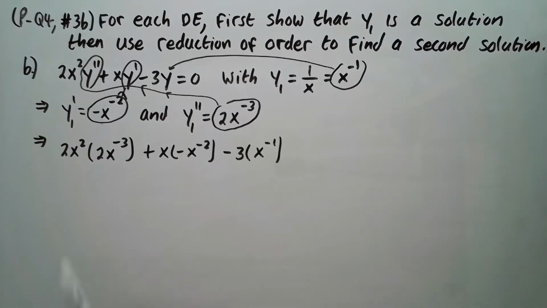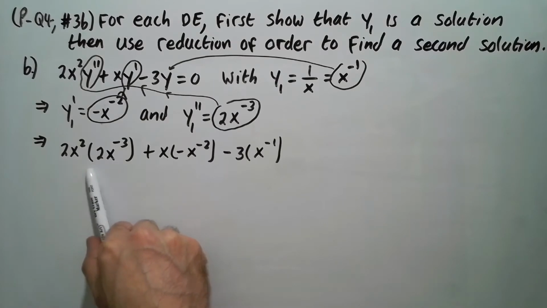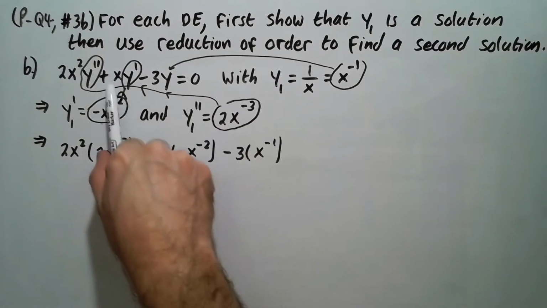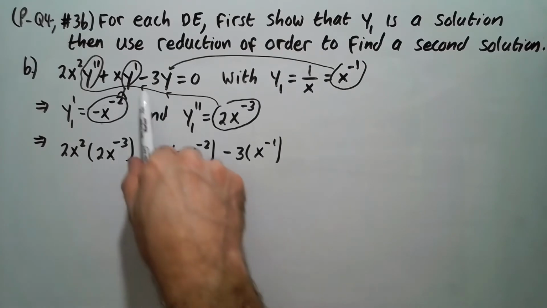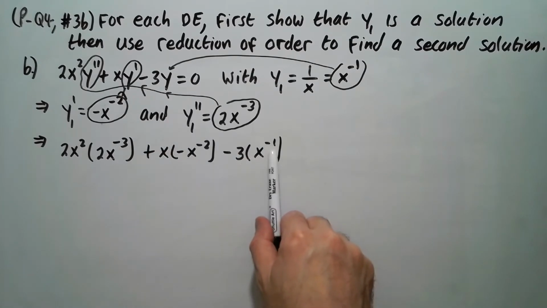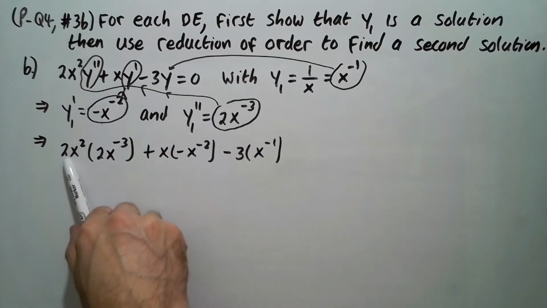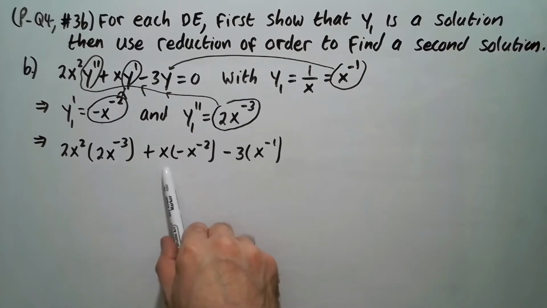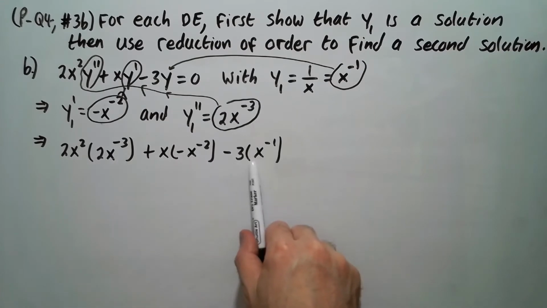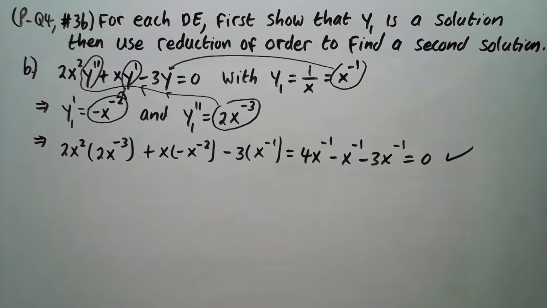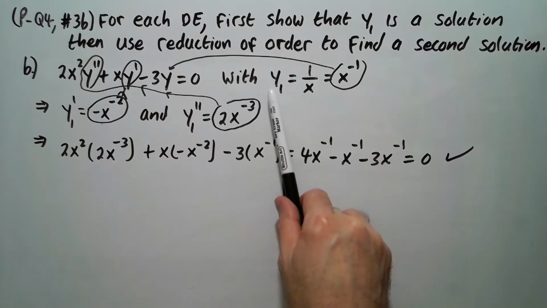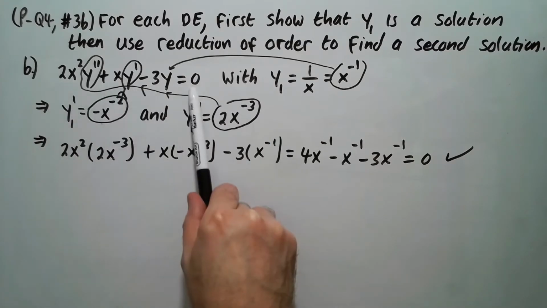So making the substitution, it'll be 2x squared times y1 double prime, which is 2x to the minus 3, plus x times y1 prime, which is negative x to the minus 2, then minus 3 times y1, which is x to the minus 1. So this should equal 0. Multiplying this in, this will be 4x to the minus 1, this will be minus x to the minus 1, this will be minus 3x to the minus 1. So it looks like it's going to check out here. So it reduces to this and it just becomes 0. So we've shown that y1 is indeed a solution of this differential equation.